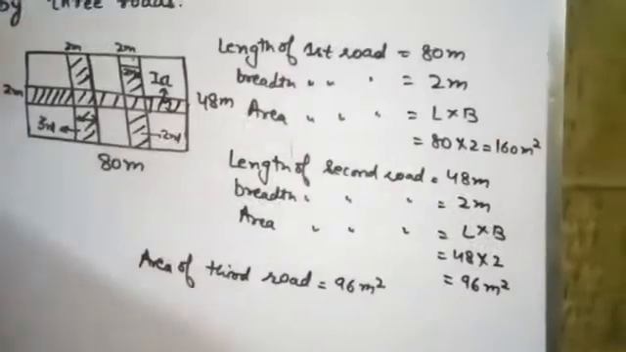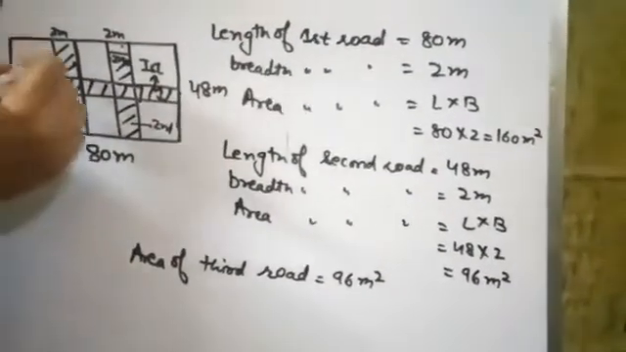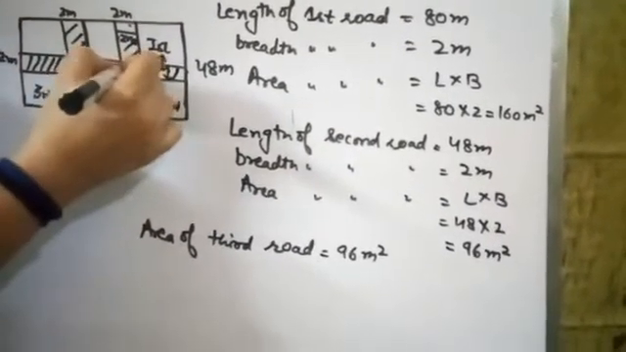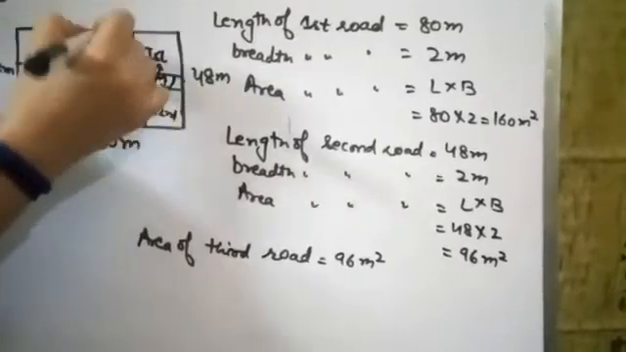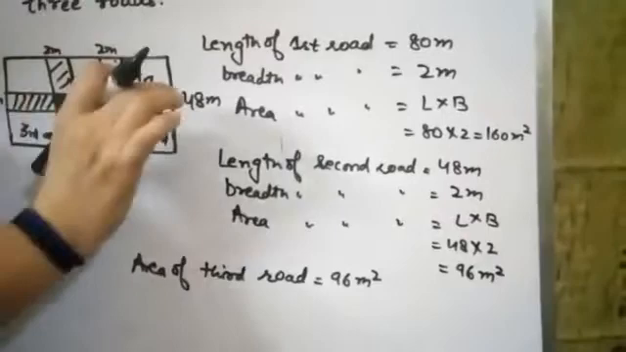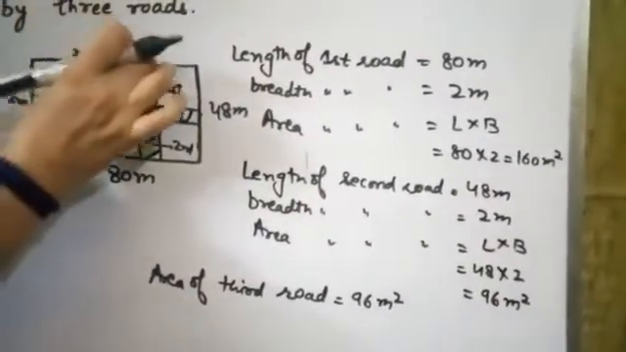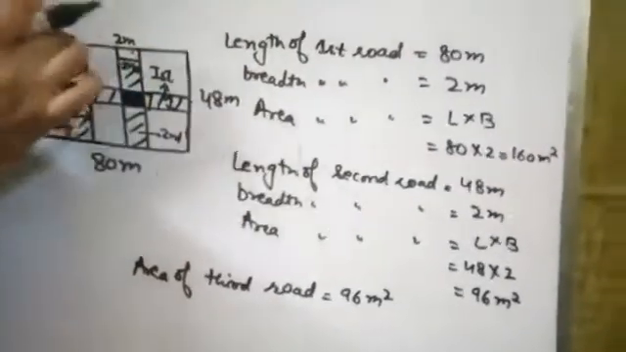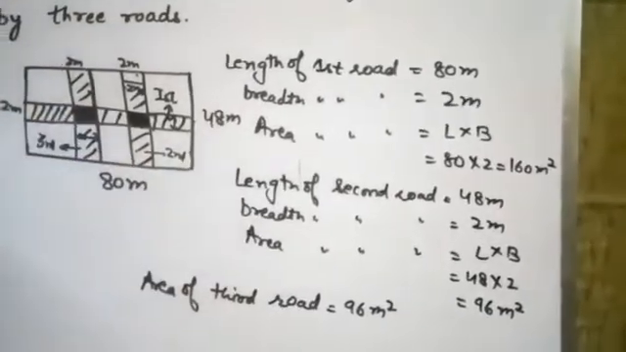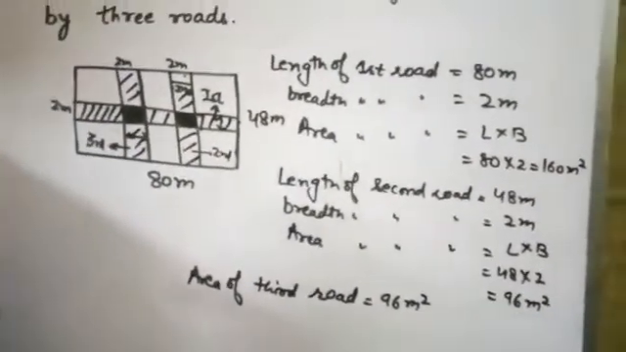Now if I add these three areas, I will get the area covered by these three roads. But see this portion and this portion. This portion has been considered twice. While taking the area of the first road, we have already included these portions. And when we take the second road, again this portion is included, and in the third road, this portion is included. So this portion, the shaded portion, is taken twice, but we have to take it once. So we are going to subtract it 2 times.